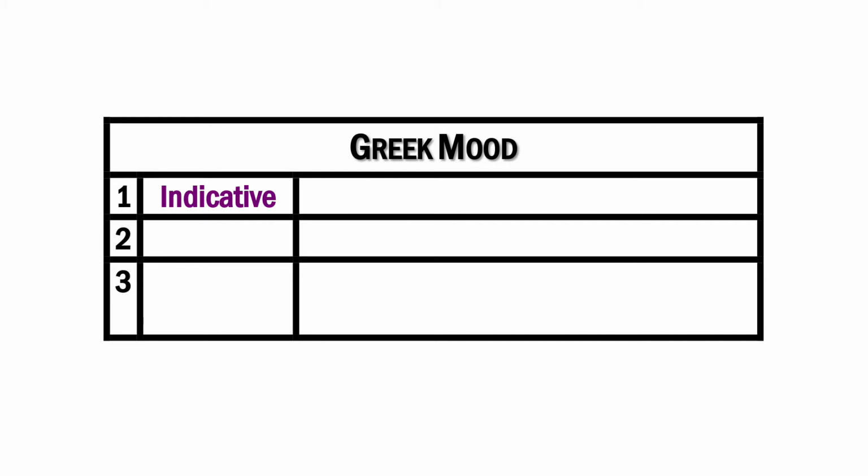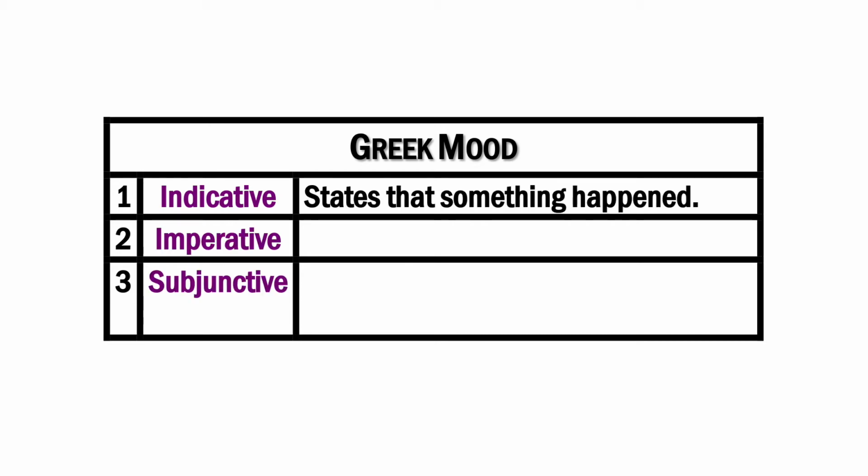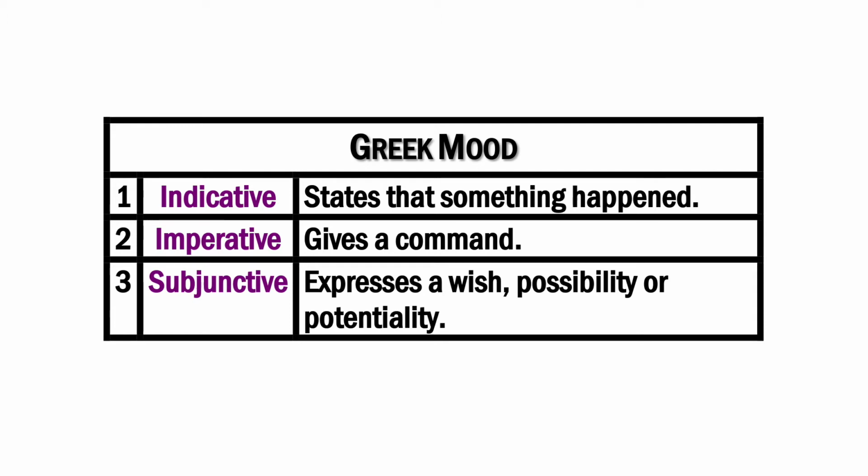The Greek mood can be indicative, imperative, or subjunctive. And in the indicative mood, that states that something has happened. In the imperative mood, it gives a command. The subjunctive mood expresses a wish, possibility, or a potentiality.